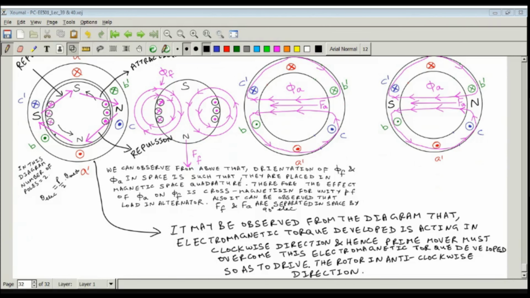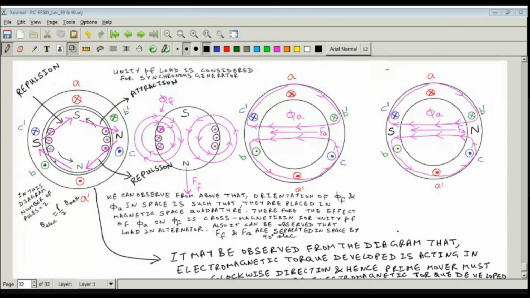So this is another important, interesting observation. You can find it out from this diagram itself, that electromagnetic torque developed is acting in clockwise direction, and hence prime mover must overcome this electromagnetic torque developed so as to drive the rotor in anti-clockwise direction.